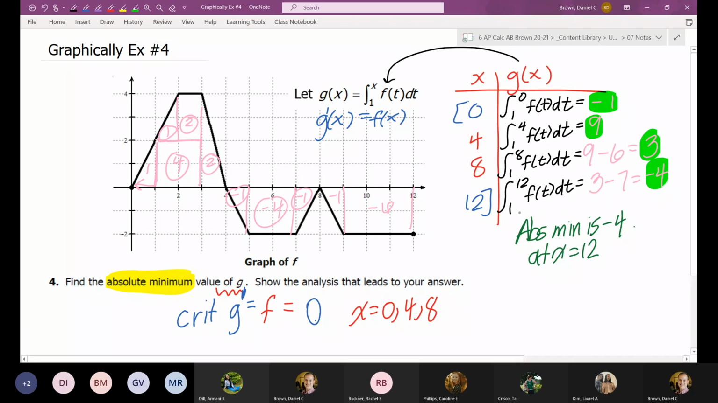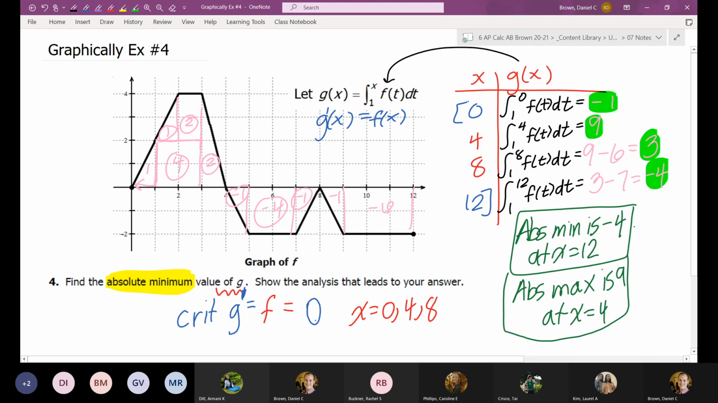And then before I take questions, it didn't ask us for the absolute maximum, but we can still answer it. What is the absolute maximum on this graph? 9. So that's the highest value we see. The absolute maximum is 9, and it occurs at x is equal to 4. I think when you look at that graph, you could probably have figured those out without the candidates test. But again, you do need to show that candidates test as your justification.